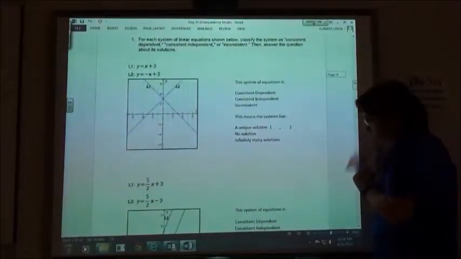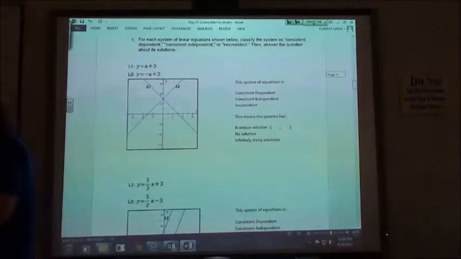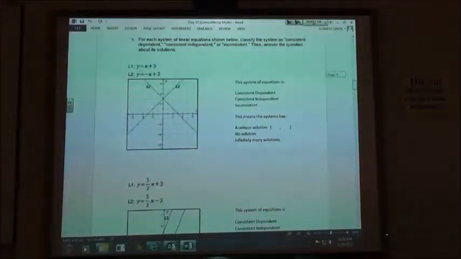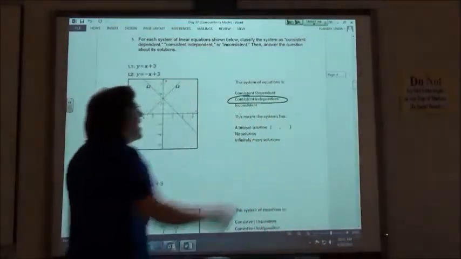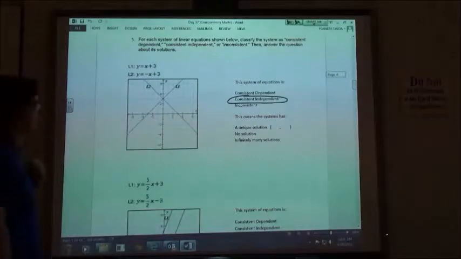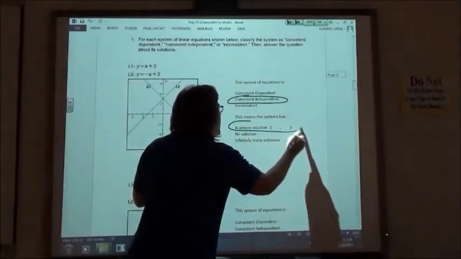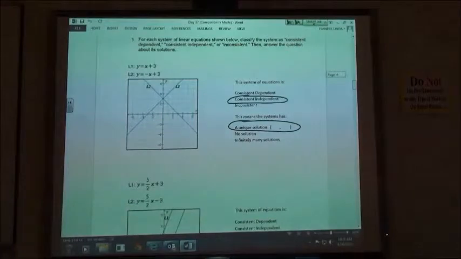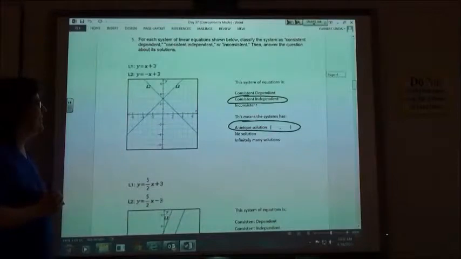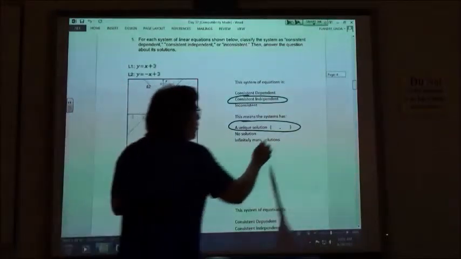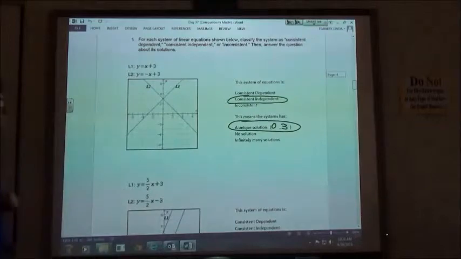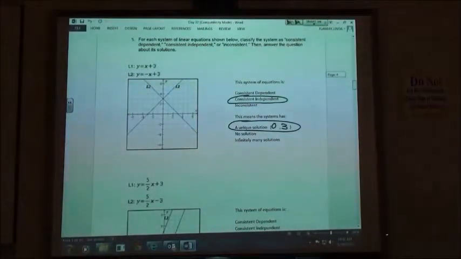So number 5. On that first one, what kind of system of equations is that? That one is consistent independent. Consistent independent, it's going to have a unique solution, because it touches in one point, and that solution would be at what point? Is it going to be 0 and 3? It is going to be 0, 3. We went over 0, up 3. So 0, 3 is our solution, exactly.